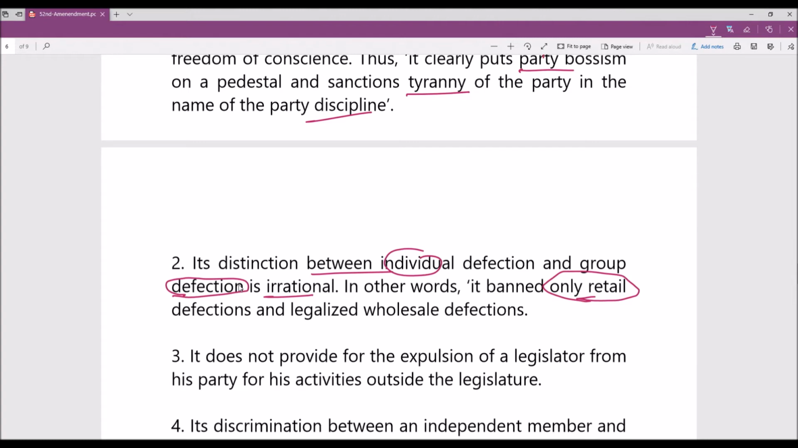But if 2/3 of the members say we do not agree with this party anymore, and will merge with party B, then they are not part of defection; they remain members because it is happening by merger. It does not provide for expulsion of a legislator from his party for activities outside the legislature. So legislature के बाहर कुछ भी करे, it doesn't matter.